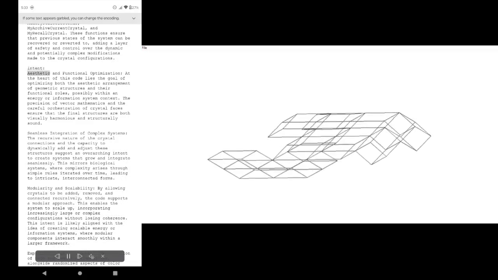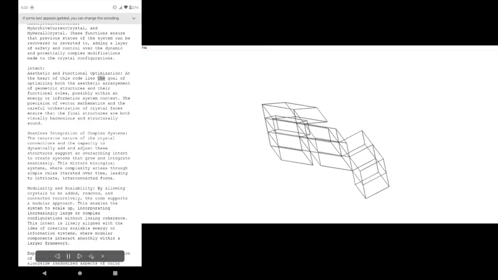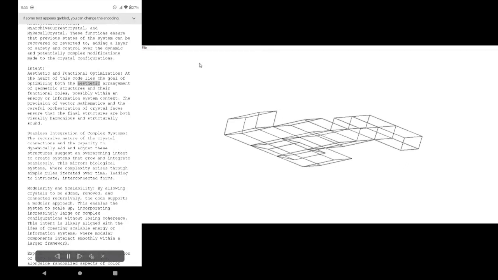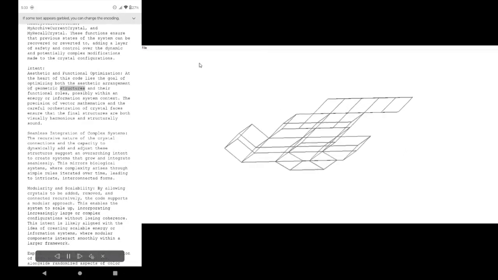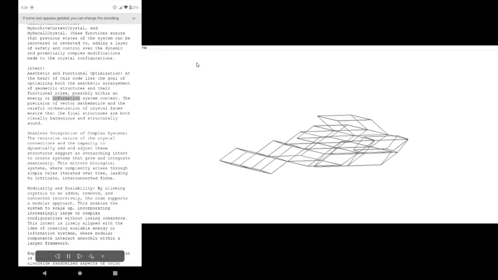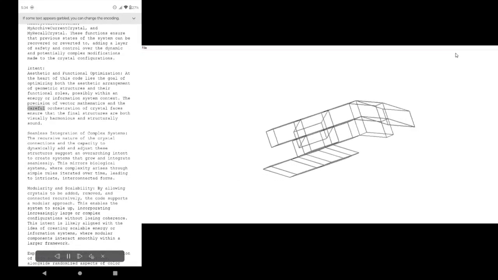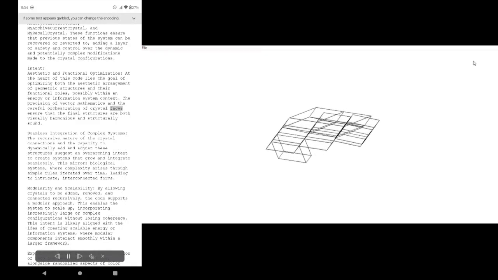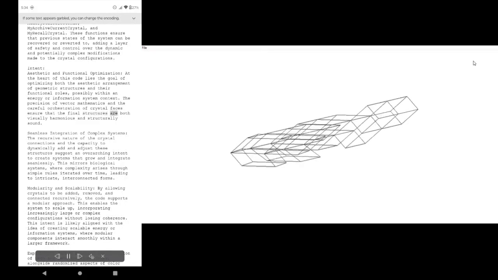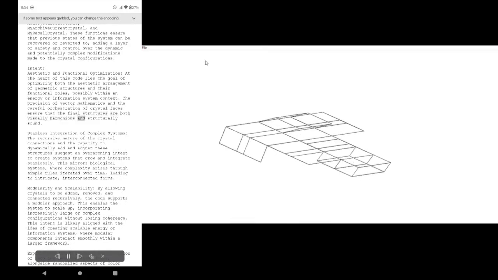Intent. Aesthetic and functional optimization. At the heart of this code lies the goal of optimizing both the aesthetic arrangement of geometric structures and their functional roles, possibly within an energy or information system context. The precision of vector mathematics and the careful orchestration of crystal faces ensure that the final structures are both visually harmonious and structurally sound.